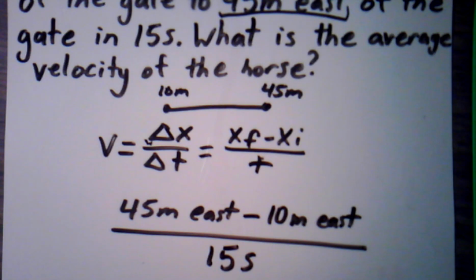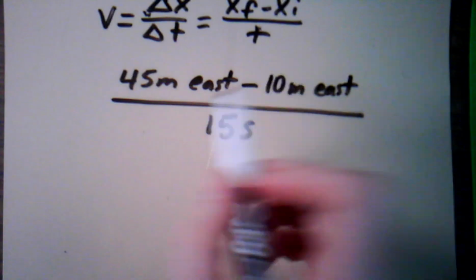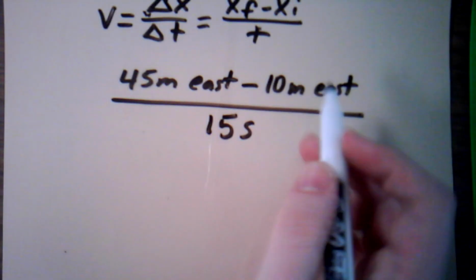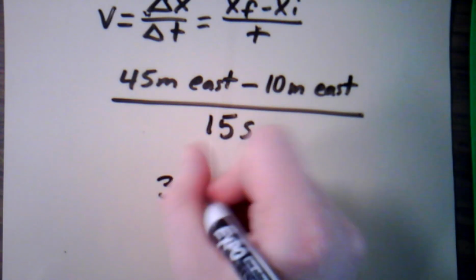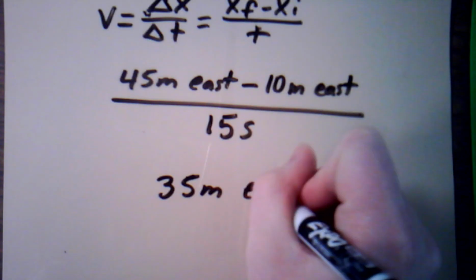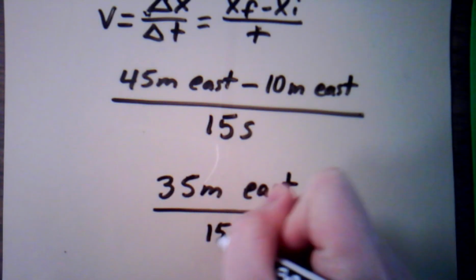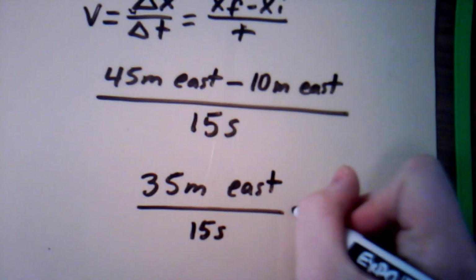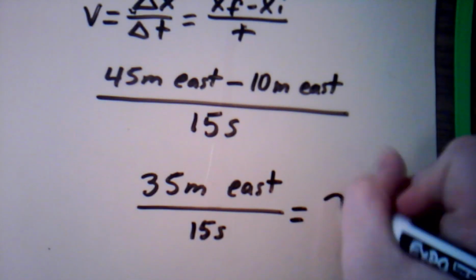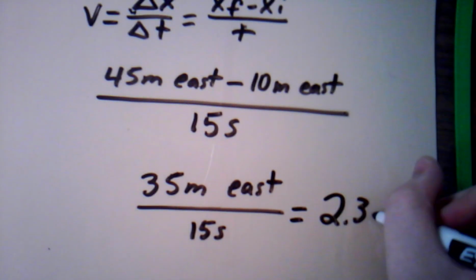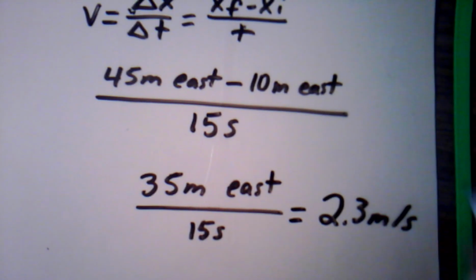Now we do the math. We have to subtract 45 meters minus 10 meters. So we have 35 meters east over 15 seconds, which is equivalent to 2.3 meters per second east.